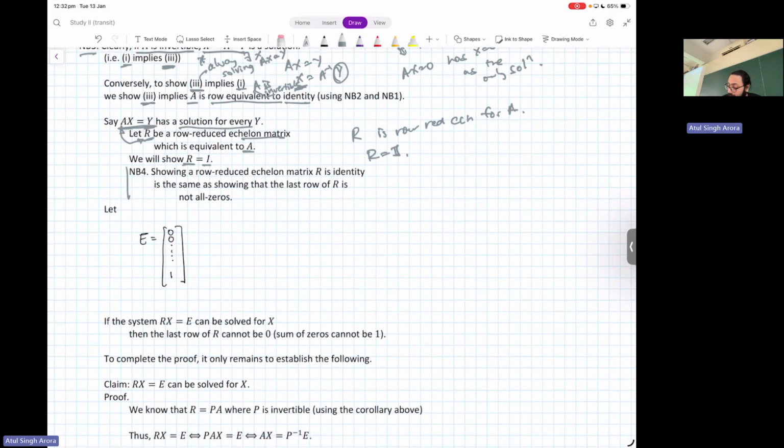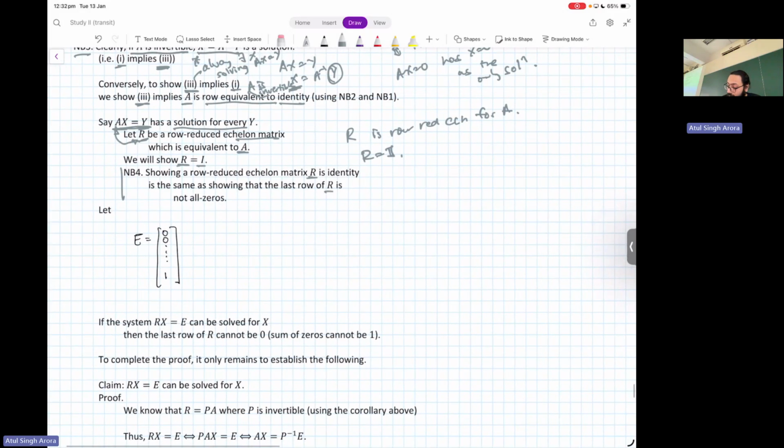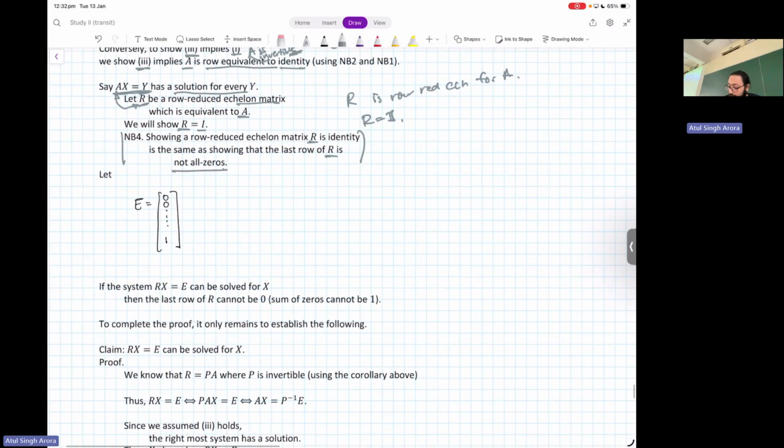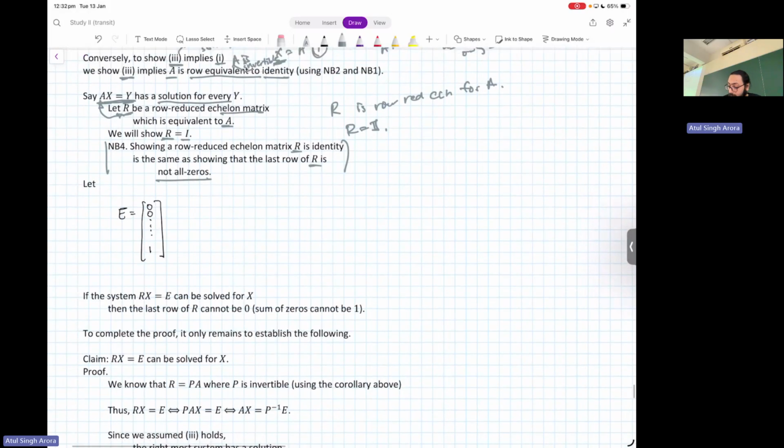Showing that a row reduced echelon matrix capital R is identity is the same as showing that the last row of capital R is not all zeros. This is the statement that you were asking about. So this we can prove. Now since we are at liberty of choosing whichever y we like, we choose y to be this specific matrix capital E, which has all zeros except for the last entry. So maybe I should add a 0 here, and then the last entry is 1.